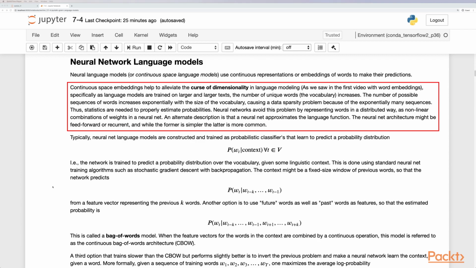Neural networks avoid this problem by representing words in a distributed way, as nonlinear combinations of weights in a neural net. An alternative description is that a neural net approximates the language function.